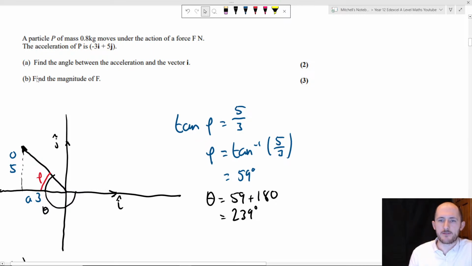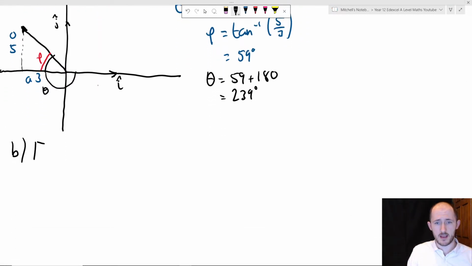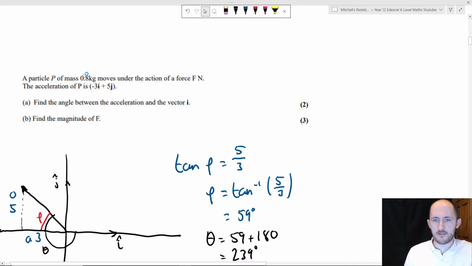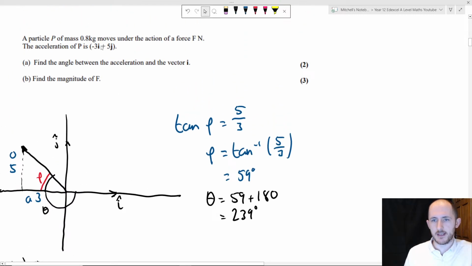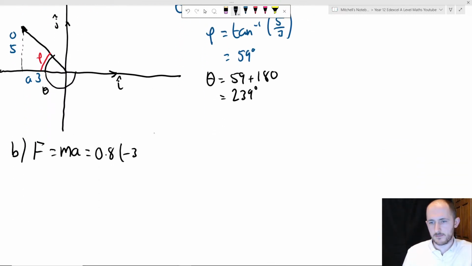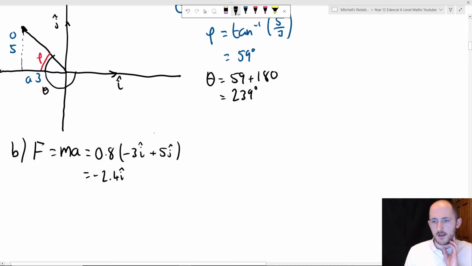Okay, so for part B, it says find the magnitude of F. So we don't know what F is yet. However, if you remember Newton's second law, F is just mass times acceleration. So if we have a look at what we have, a mass 0.8, and we have an acceleration, it's minus 3i plus 5j. So if we expand that, 3 times 0.8 is going to be negative 2.4i, and that's going to be 4j.